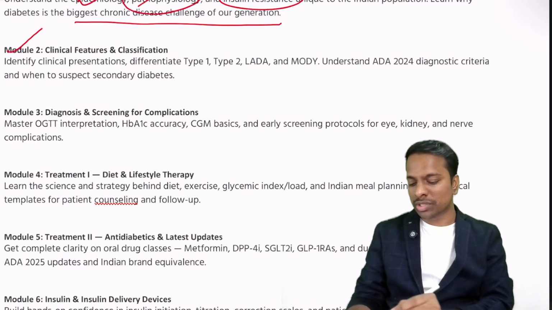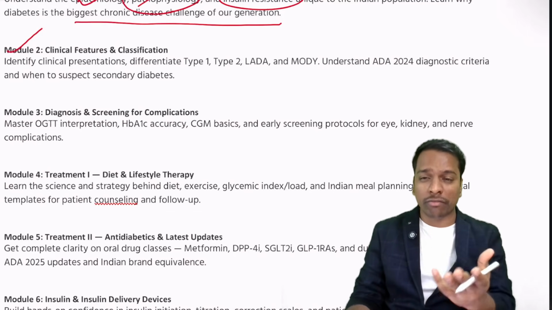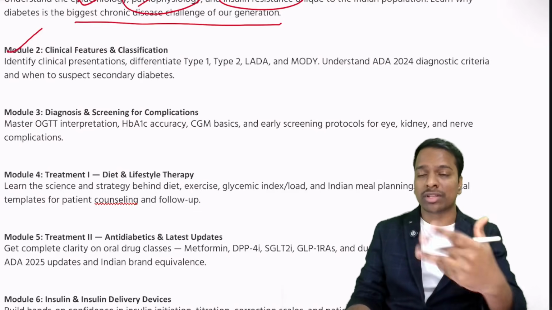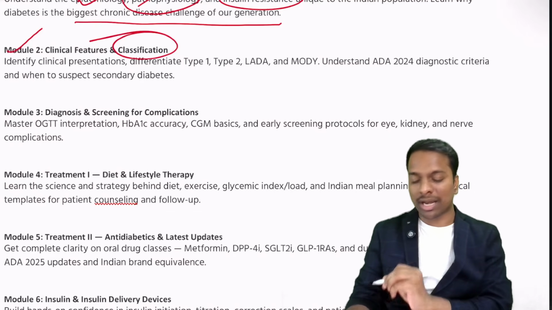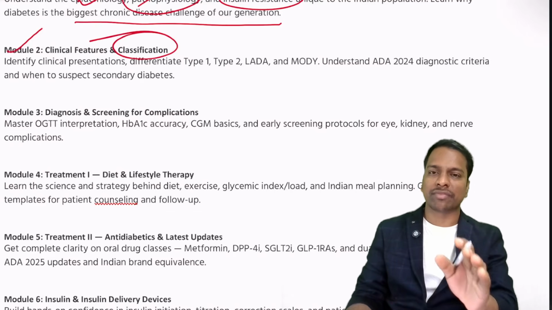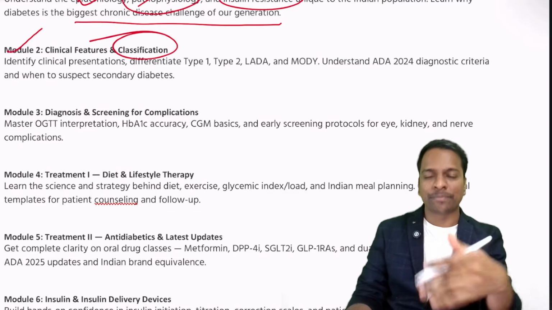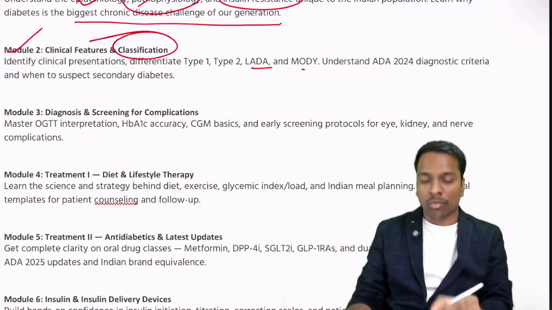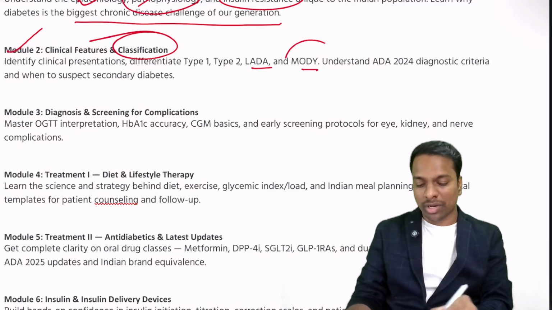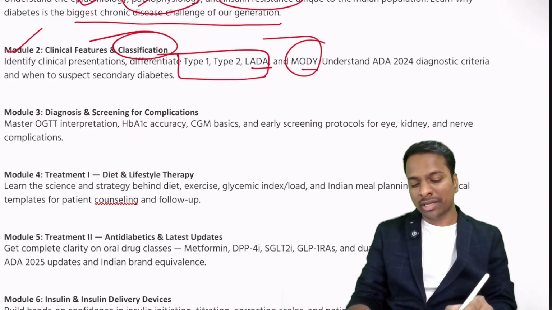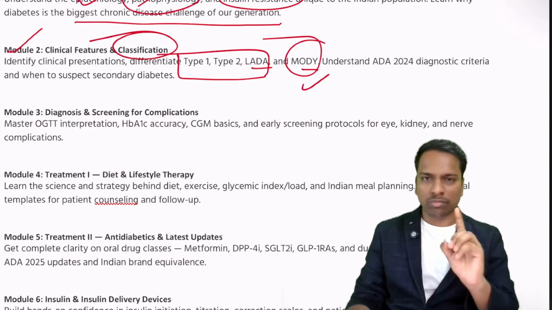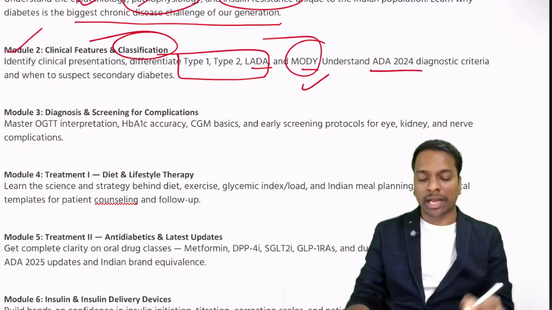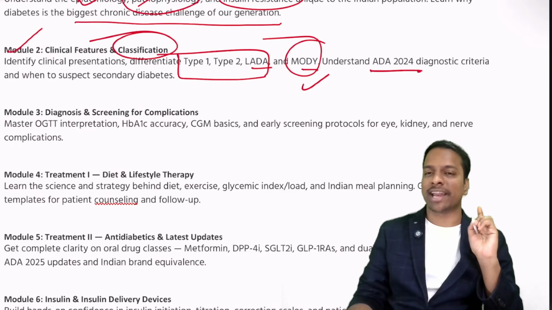In which we'll also discuss the symptoms and signs, dawn phenomenon, Somogyi effect, and the different associated signs. Everything we'll discuss. Then coming to the classification, we will classify diabetes: type 1, type 2, LADA, that is latent autoimmune diabetes, and MODY, that is maturity onset diabetes of the young. This is monogenic variation, these are polygenic diabetes. I will explain everything, don't worry about that. Monogenic means single gene. So in MODY, a single gene defect is there. Then we will understand the ADA 2024 diagnostic criteria.